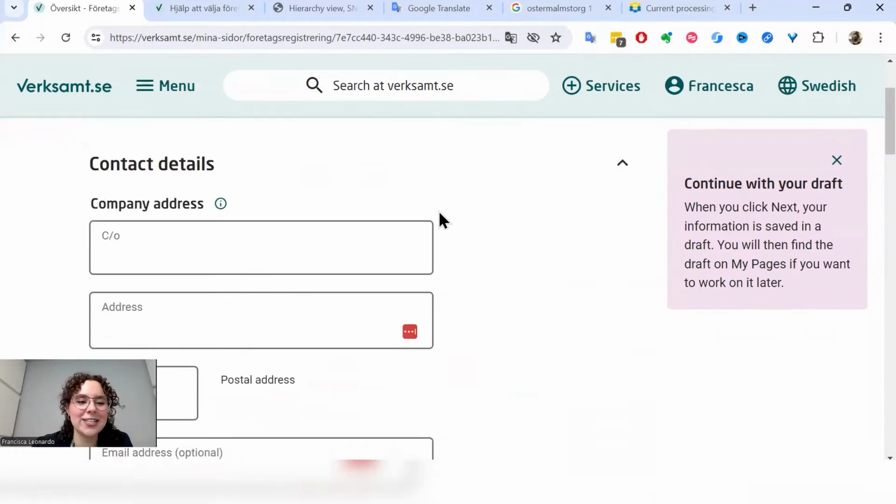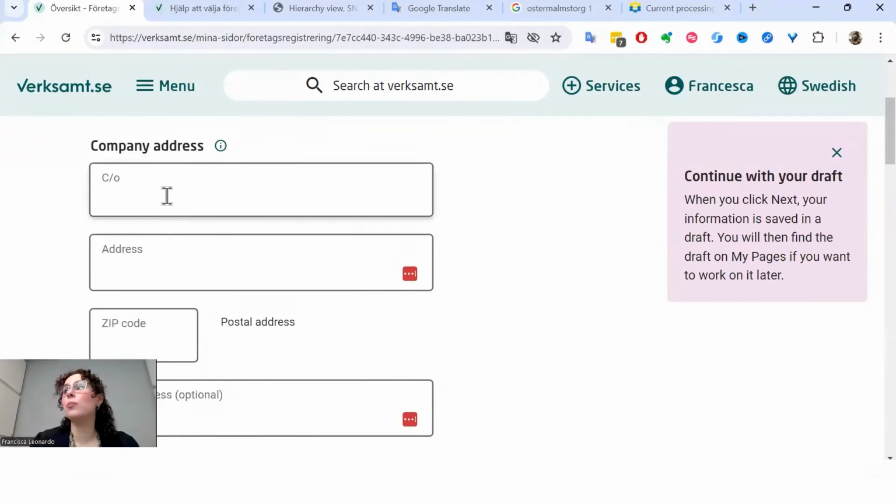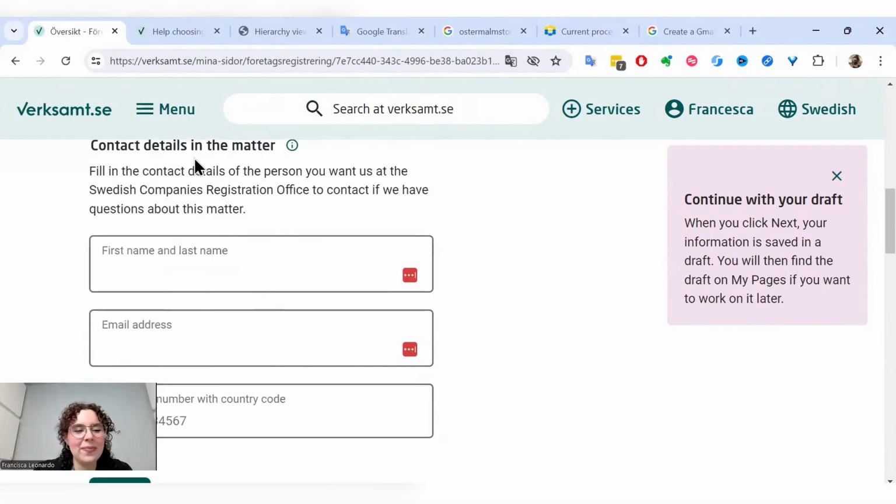Let's start with contact details. Please put in your own private address. It doesn't matter if it's your private address, you can register it anyway, as long as you get the mail. You need to get the mail from the tax agency once you're registering your business. Still works. Okay.